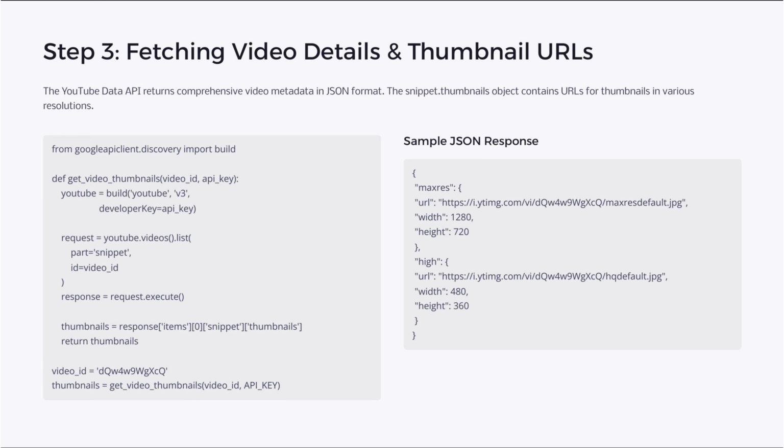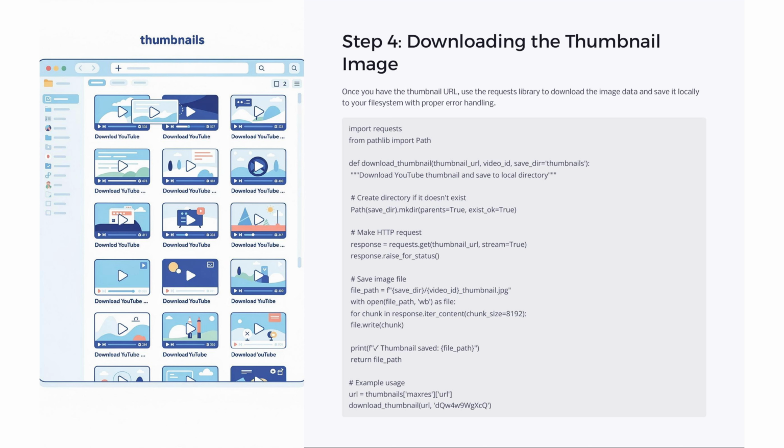Utilize the YouTube Data API to fetch video metadata, including thumbnail URLs, by calling the videos.list method with snippet as a parameter. This returns a JSON object containing various thumbnail resolutions. For example, the MaxRes thumbnail URL is https://i.ytimg.com/vi/dQw4w9WgXcQ/maxresdefault.jpg. To download a YouTube thumbnail, use the requests library.